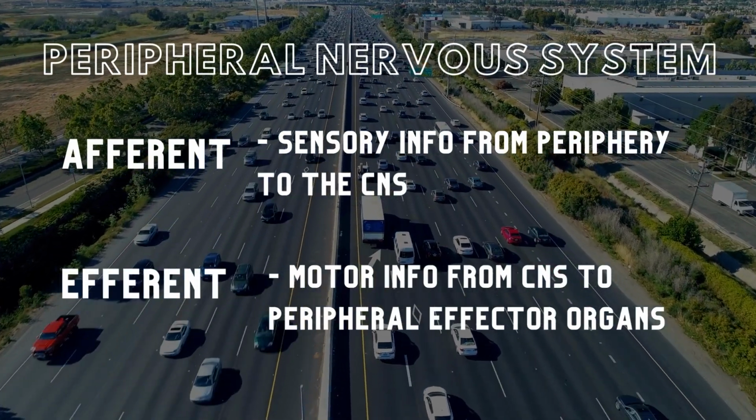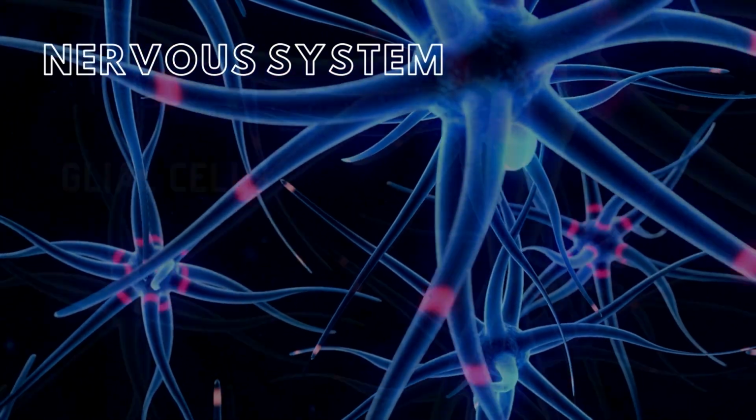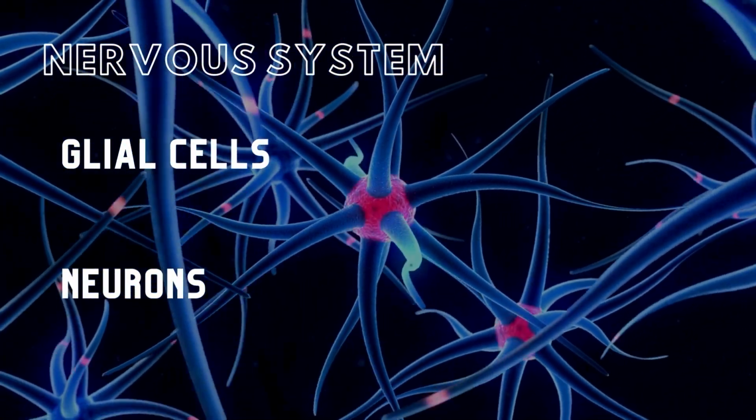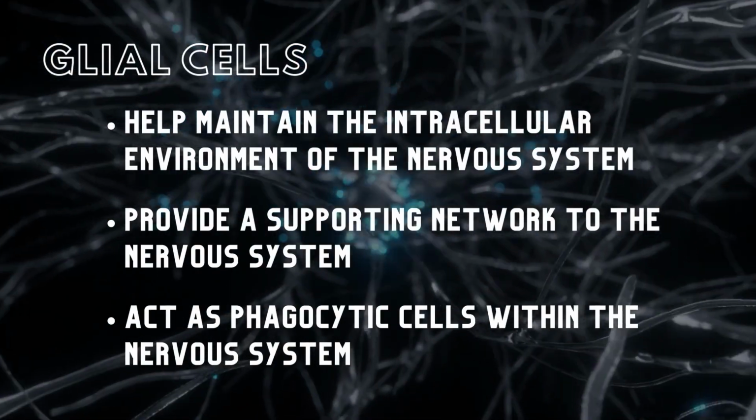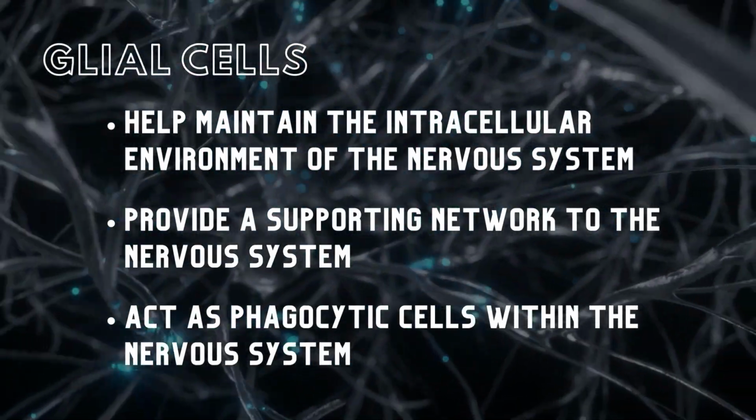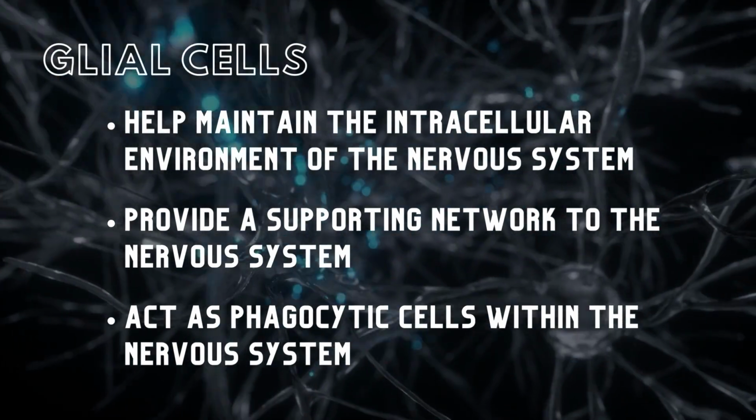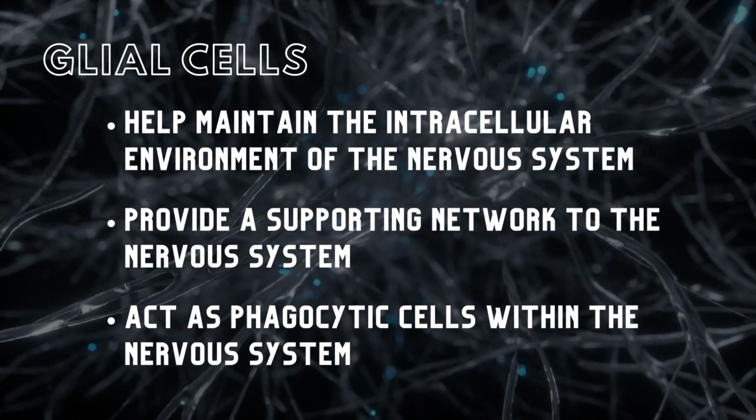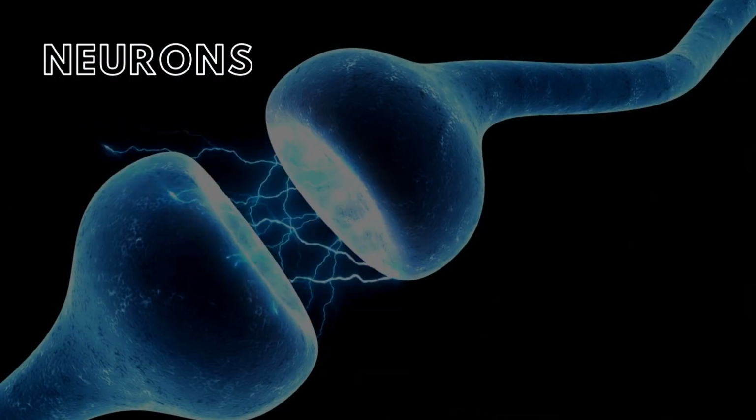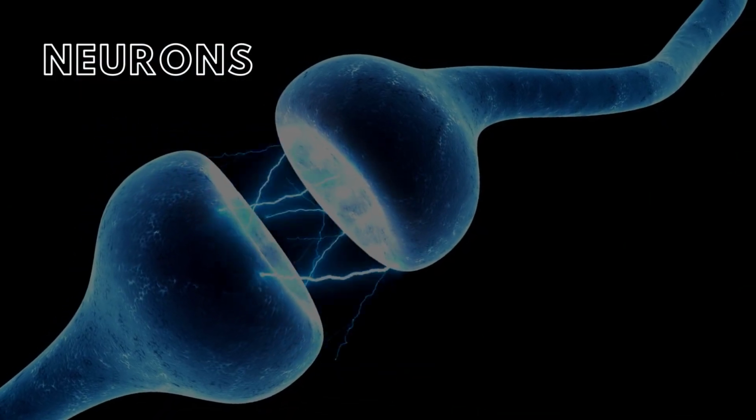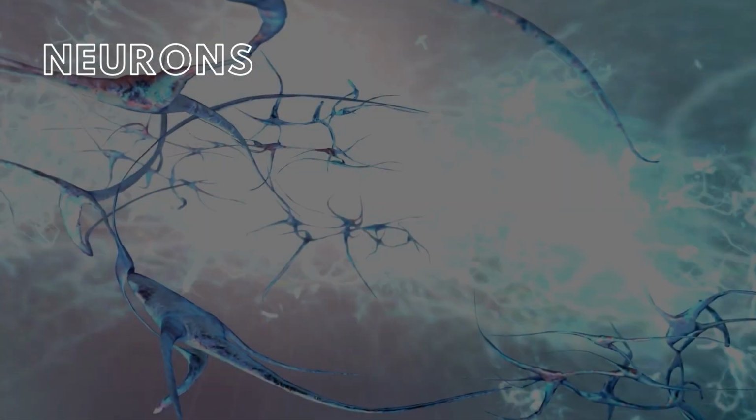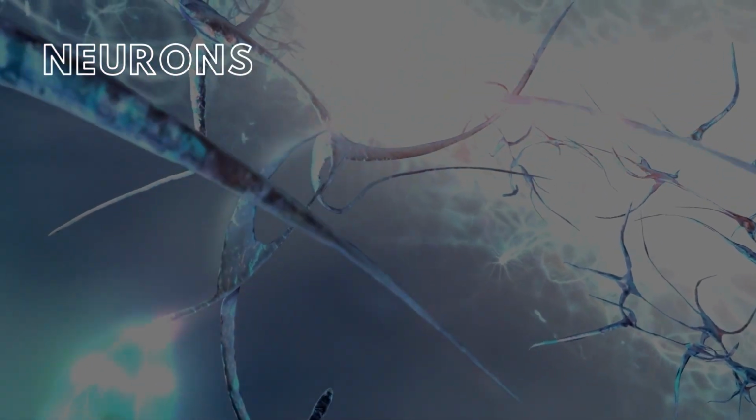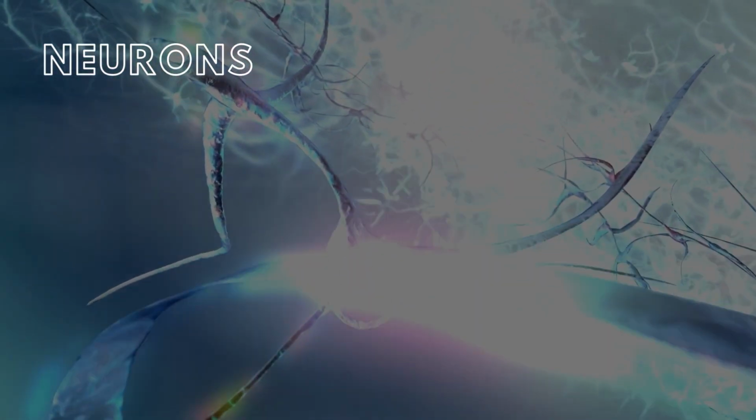The entire nervous system is composed of only two cell types: glial cells and neurons. Glial cells do three things. They help maintain the intracellular environment of the nervous system, provide a supporting network to the nervous system, and act as phagocytic cells within the nervous system. Neurons communicate with each other by structures termed synapses, and they also communicate with other structures, such as a muscle or a gland, at junctions termed neuroeffector junctions.